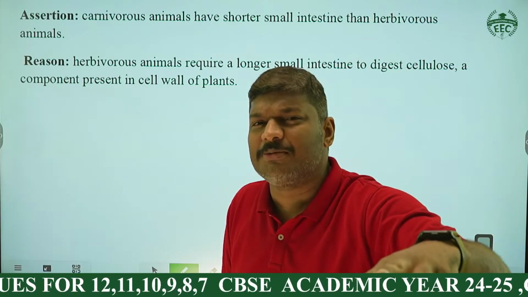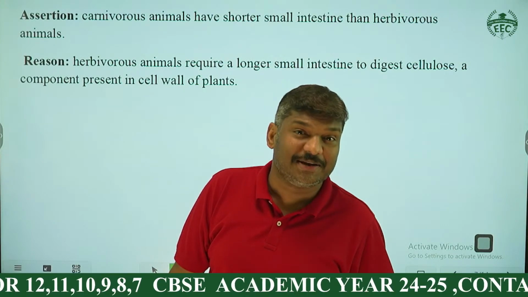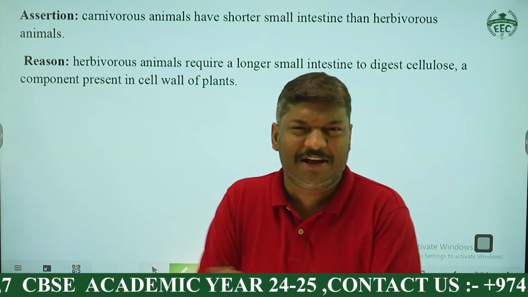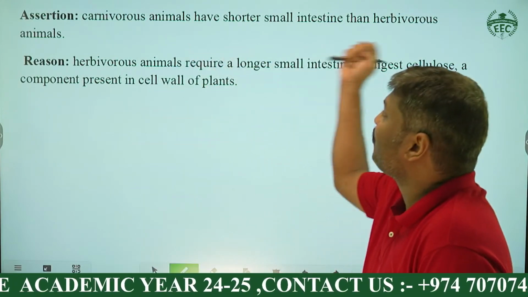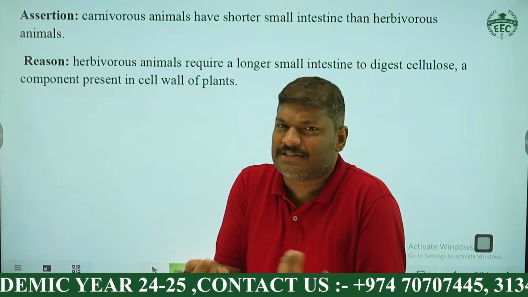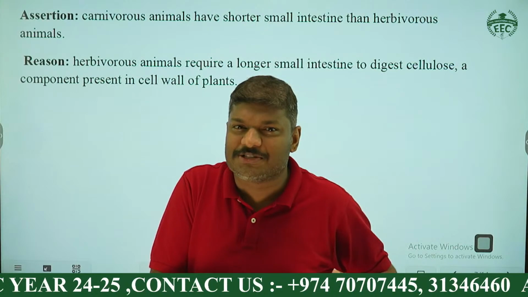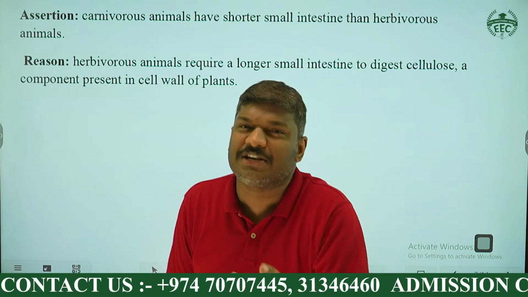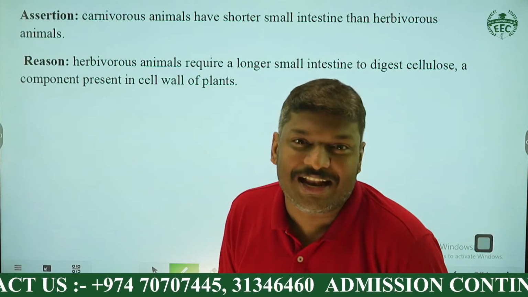So what are the three types of animals? The carnivorous animals, the flesh-eating animals, the herbivorous animals, the plant-eating organisms, and we, the omnivorous organisms, eating both, right? And here you can see the carnivorous animals have a small intestine. We just discussed the topic small intestine in the previous question. What is the length of the small intestine actually? Here the question is not related to the length of the small intestine.